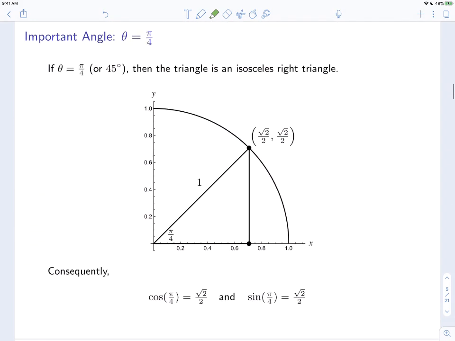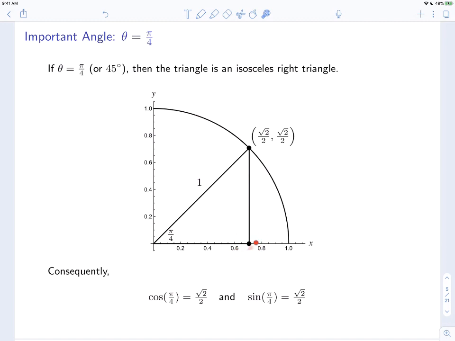Another important angle is theta equals pi over 4, which is 45 degrees. So here's a picture of the first quadrant. Here's the unit circle, or at least the amount of the unit circle that you can see in the first quadrant. Here we've drawn an angle of measure pi over 4, or 45 degrees. The coordinates of the point where we intersect the circle have x value square root of 2 over 2 and y value square root of 2 over 2. That's true because this is an isosceles right triangle that you see here.